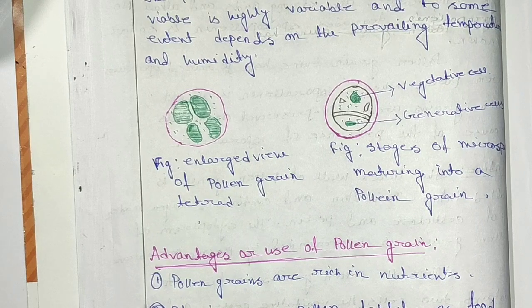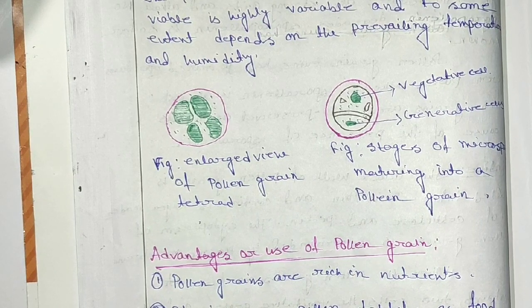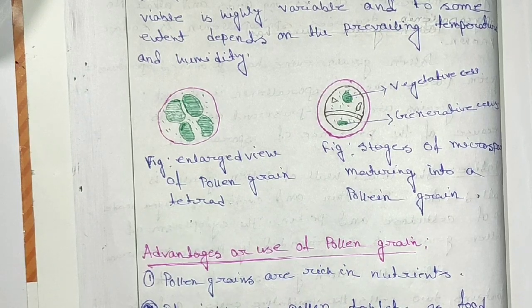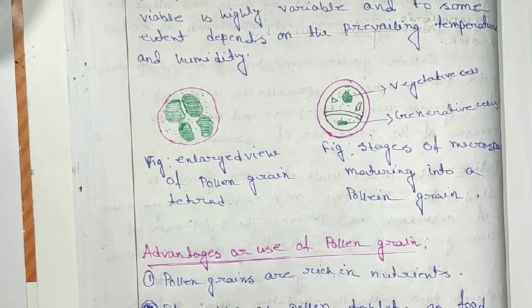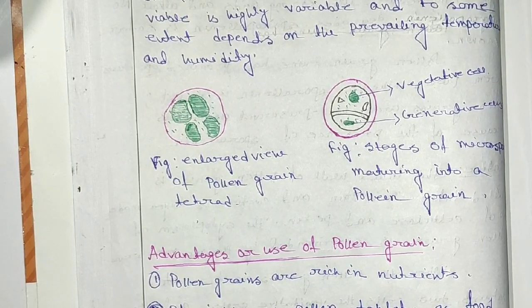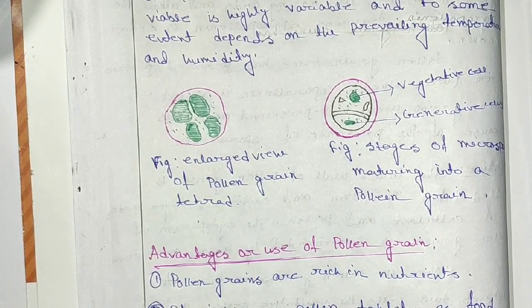Now the advantages of pollen grains, or how we use pollen grains. Pollen grains are rich in nutrients. They are used as pollen tablets as a food supplement. As pollen grains are rich in nutrients, they are used as a food supplement.